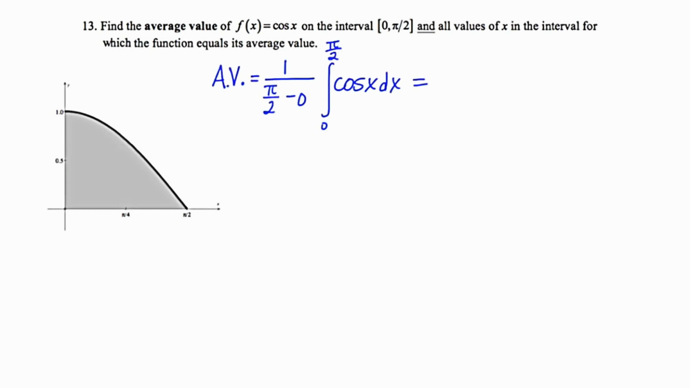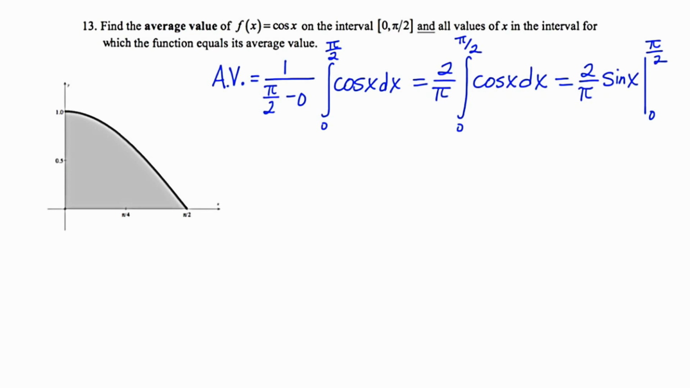Now pi over 2 minus 0, of course, is just pi over 2, and 1 over pi over 2 would be 2 over pi. Now the antiderivative of cosine is just sine, and now we're going to evaluate the antiderivative at pi over 2 and 0 by substituting in pi over 2 first. Now here's where your knowledge of the unit circle will be helpful.